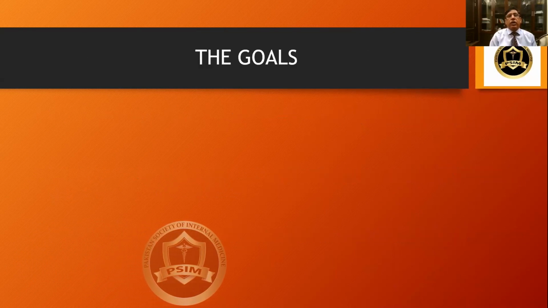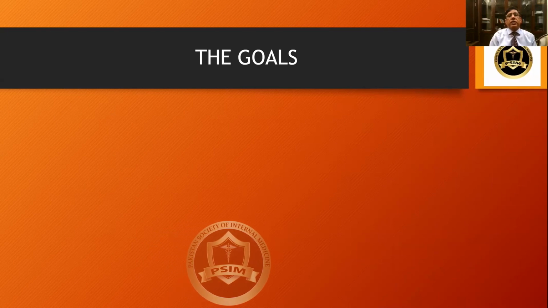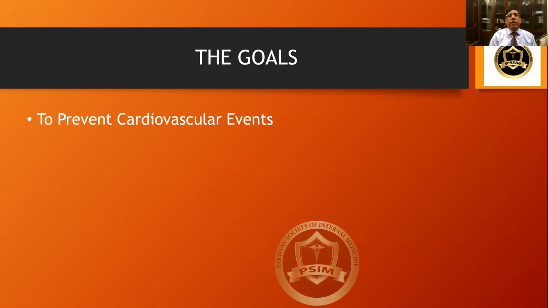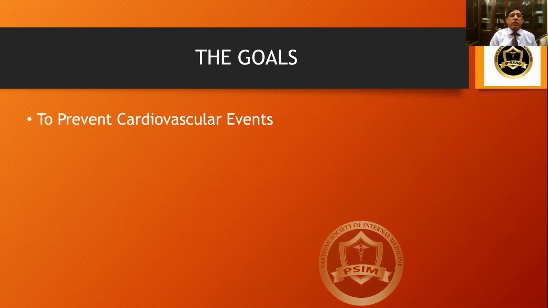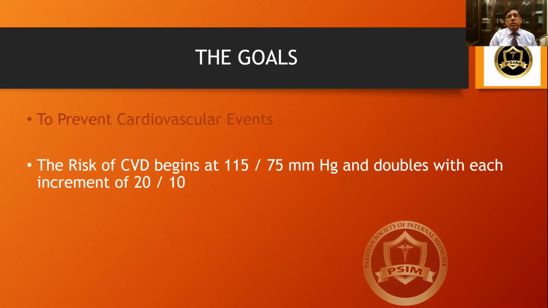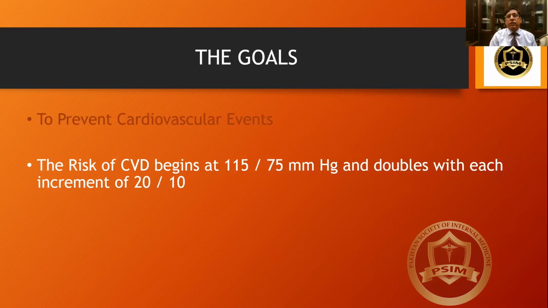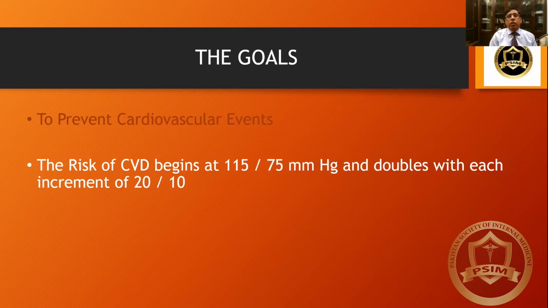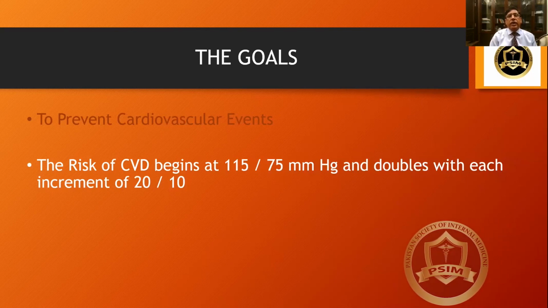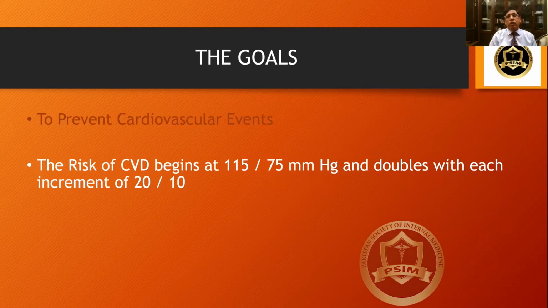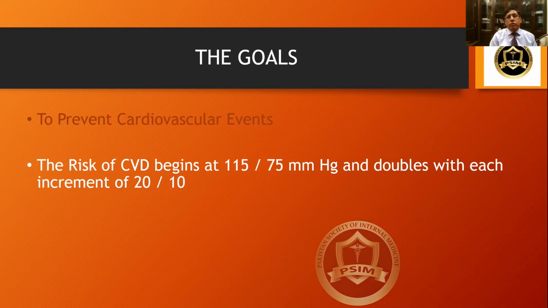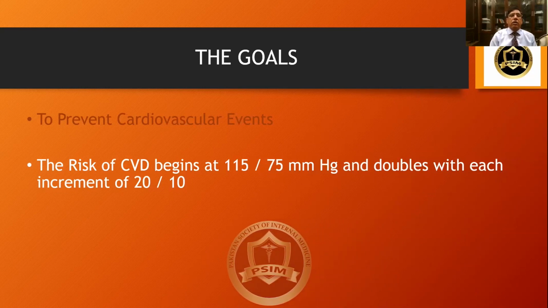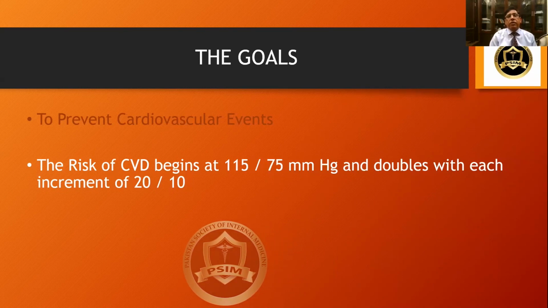What are our goals? We have decided that the patient is hypertensive, and then we have decided the urgency for treatment, and then our primary goal is to prevent cardiovascular events. The risk of cardiovascular disease begins at 115/75 and doubles with each increment of 20/10. That's why there is a talk about whether we should take 120/80 as normal or 115/75 as normal, because already at the level at which we are starting treatment, the patient has 2 times the risk as compared to the population having lower blood pressure.